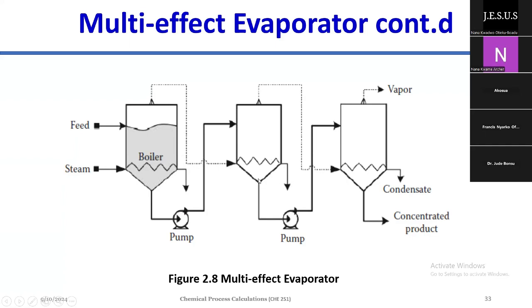Now the feed becomes a little bit more concentrated again. We pump it into the next evaporator and then the process goes on, till we get the concentrated product that we want. So let's say you want to increase the concentration of the salt in the water to 90%, but initially it was 20% salt with 80% water. Then we can do this till you get to that 90% of salt that you want.